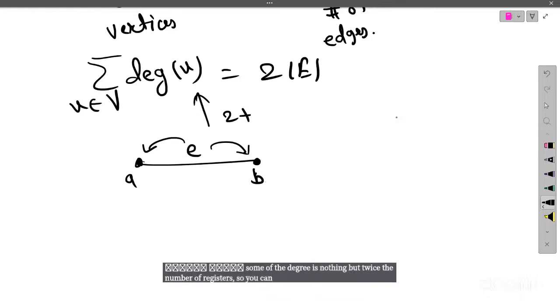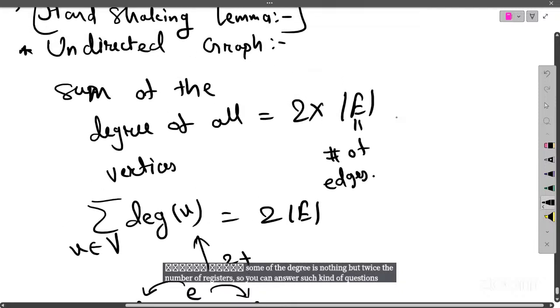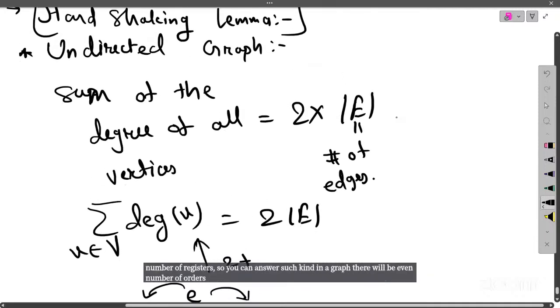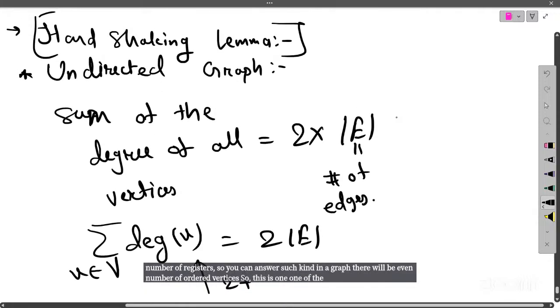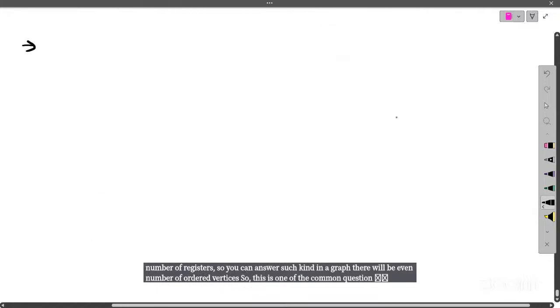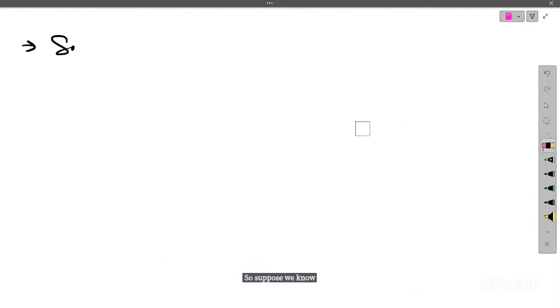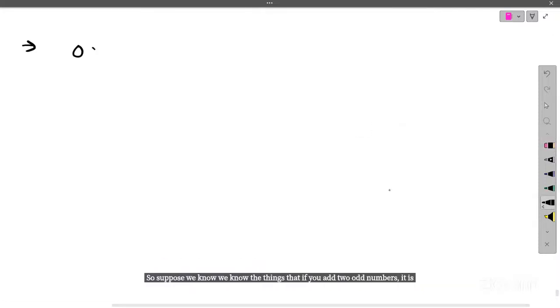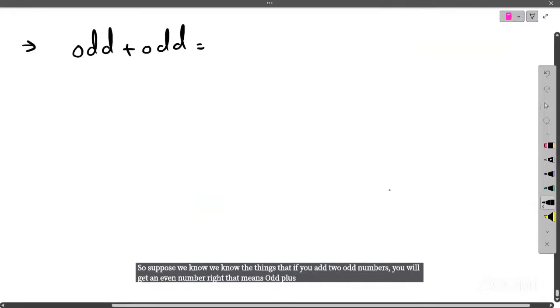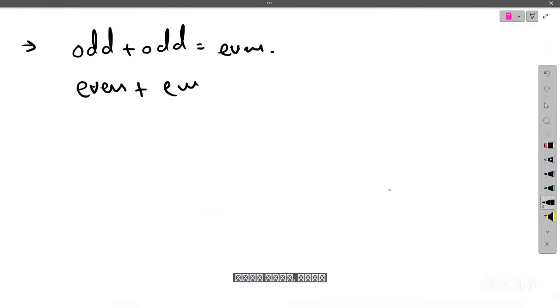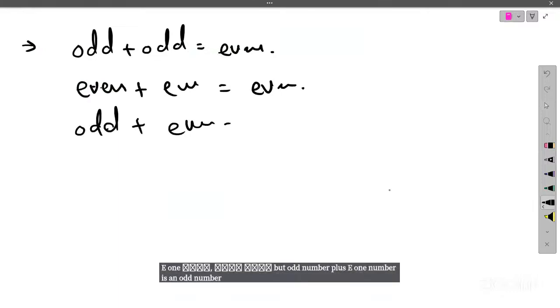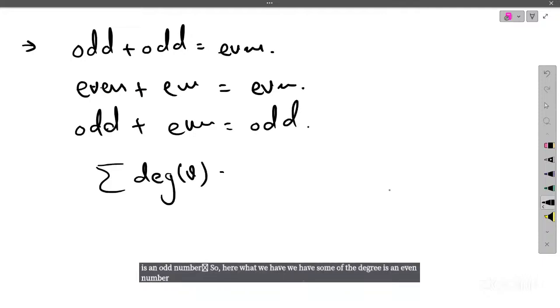So you can answer a common question: in a graph there will be an even number of odd-degree vertices. We know that if you add two odd numbers, we get an even number. Odd plus odd is even. Even plus even is also even, but odd plus even is odd. Here the sum of the degrees is twice the number of edges, so it is an even number.